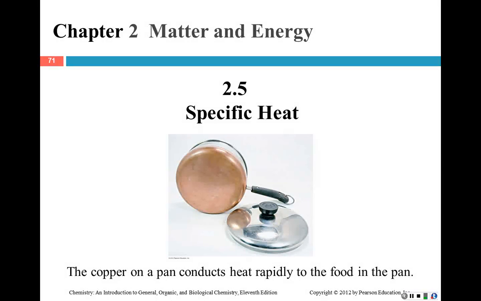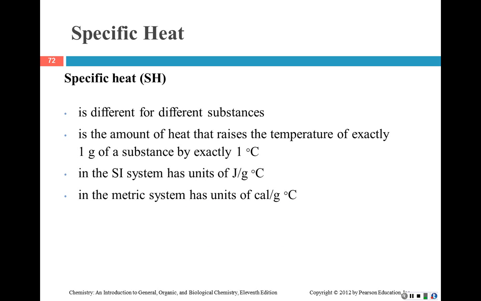Specific heat comes up a lot in our everyday lives. If you use a copper pan, they put copper on the bottom because it's such a good heat conductor, and so that allows us to heat our food up and boil water quicker and everything. So the definition of specific heat is the amount of heat that it takes to raise the temperature of 1 gram of whatever this is by exactly 1 degree C. Remember that calorie? That was a gram of water, 1 degree C.